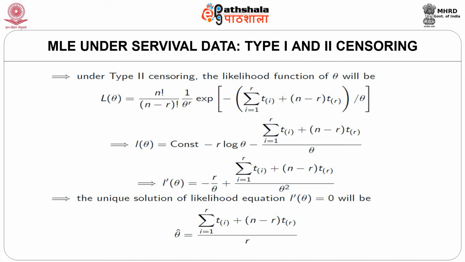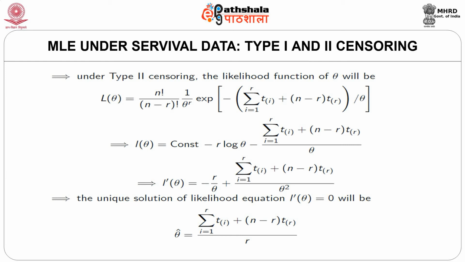On simplification, we get this is equal to n factorial by n minus r factorial times 1 by theta to the power r times e to the power minus the summation over i from 1 to r of t order i plus n minus r times t order r, whole divided by theta. So this implies the log likelihood small l theta will be constant minus r times log theta minus the summation of ti plus n minus r times t order r, divided by theta.